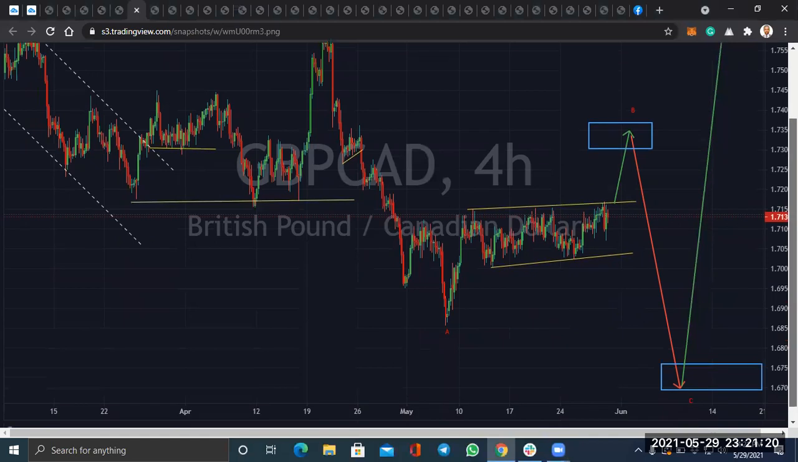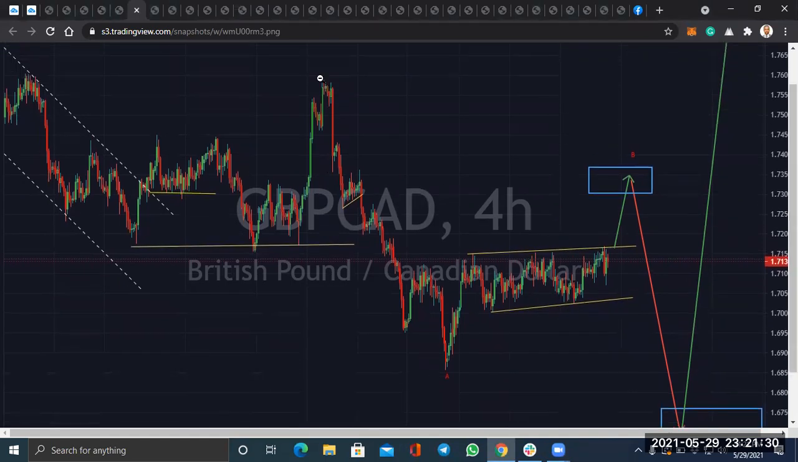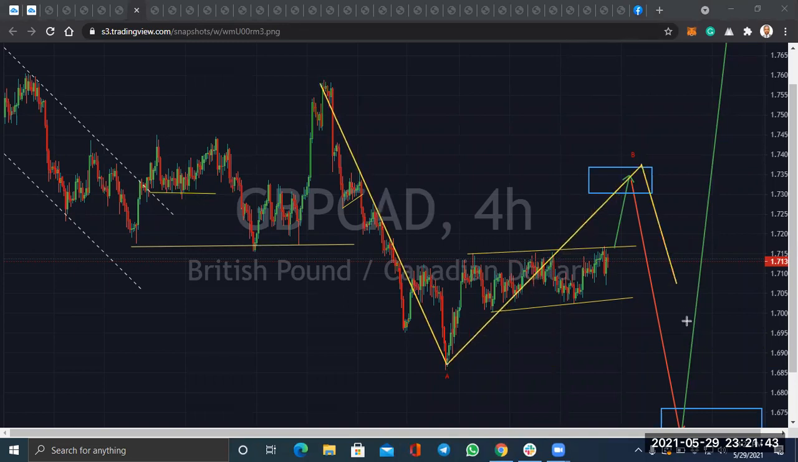Pounds Cad is going sideways for a long time now, but in any case, I still see this as A, B, C. So that's all I can see on that. In this case, I am expecting a smaller A, B, C, and I'm expecting the price to come up to this blue box. Then from there, I will look for sell towards the lower part of the price.